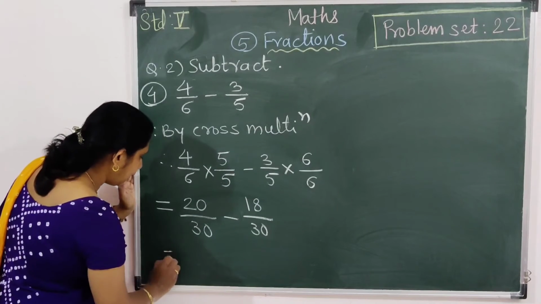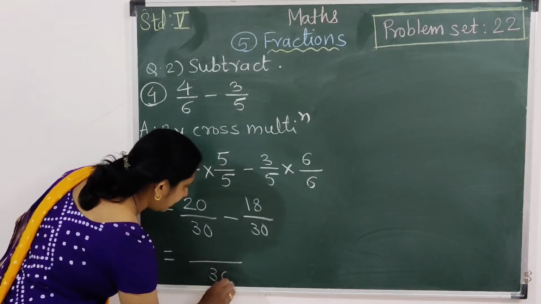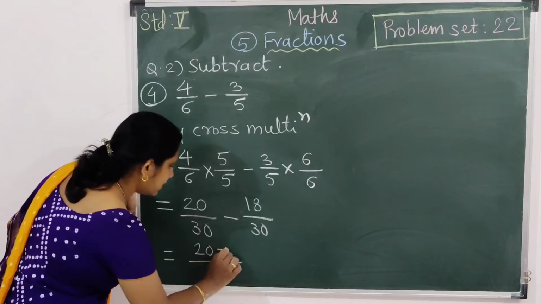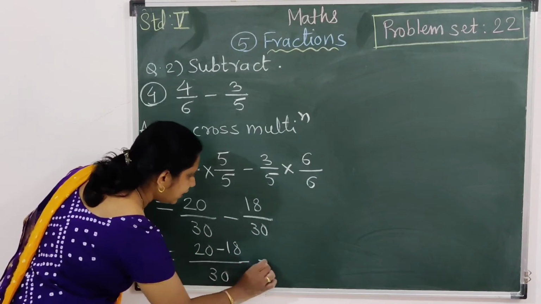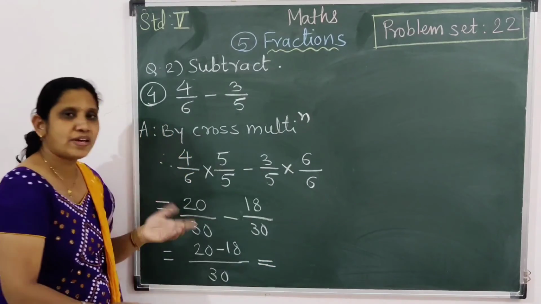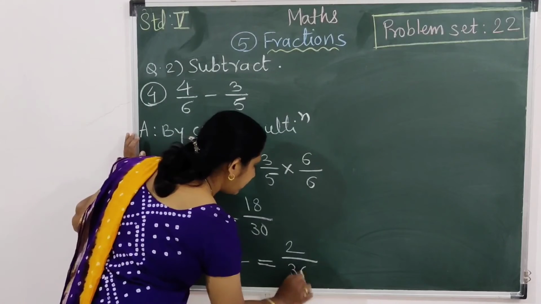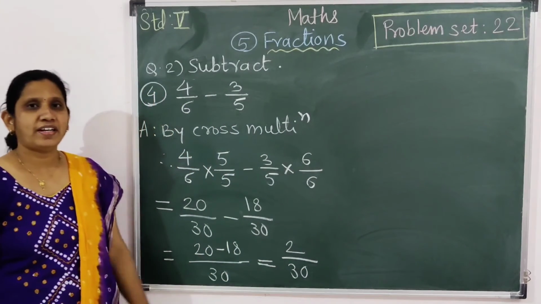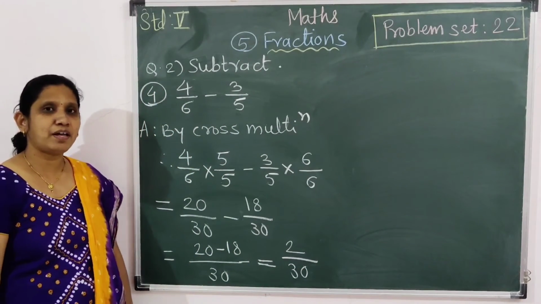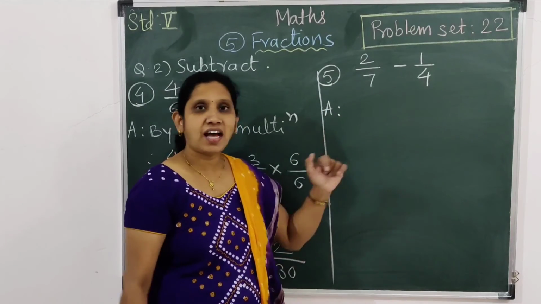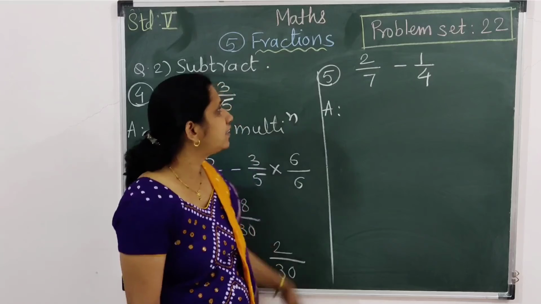So let's write it only once. 30. In the numerator, what do we have to write? 20 minus 18. Children, 20 minus 18 is very simple. We are getting the answer 2 upon 30. So this is our final answer. Is it very simple? Student, see the fifth example, which is the last example of this practice set.